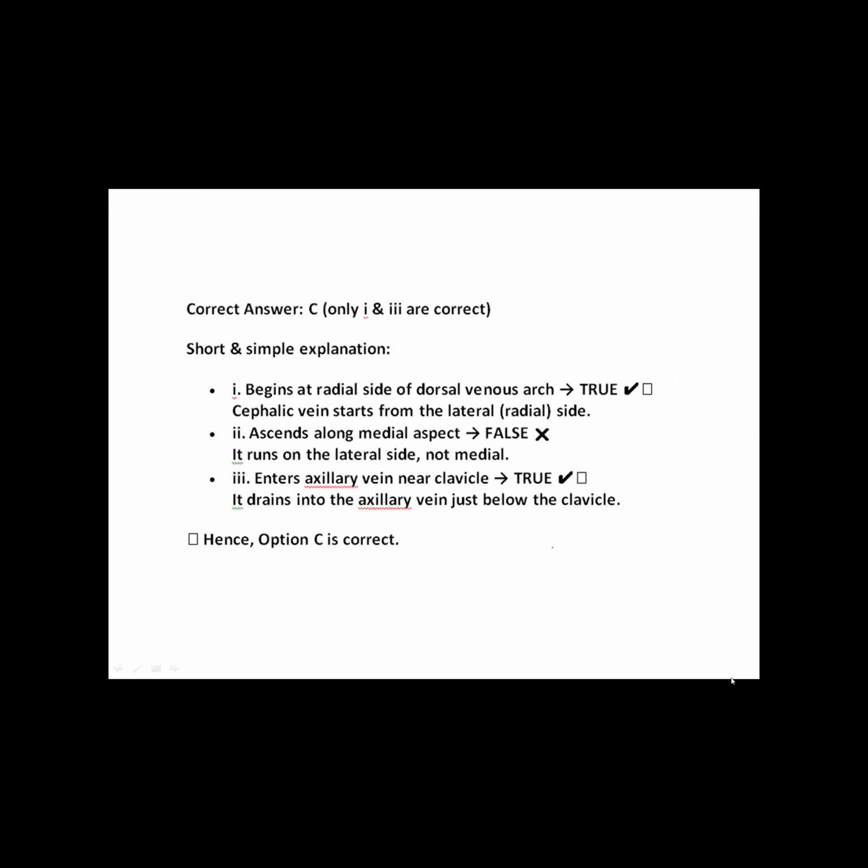Let's see the answer. You see, begins at the radial side of the dorsal venous arch. That is correct. You see, lateral side of the dorsal venous arch, right? Cephalic vein starts on the lateral side, right? Ascends along the medial aspect. That is false. It runs on the lateral side, not the medial. Again, the third that is also correct is axillary vein near clavicle. That is also true, as it drains into the axillary vein just below the clavicle. So it is on the lateral side, not the medial. So option C is correct.